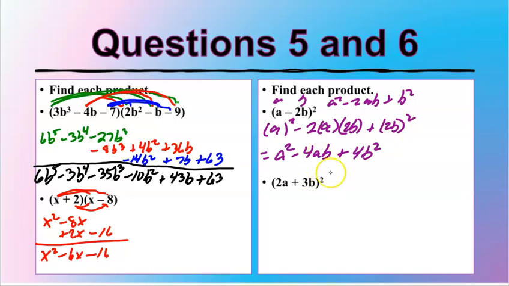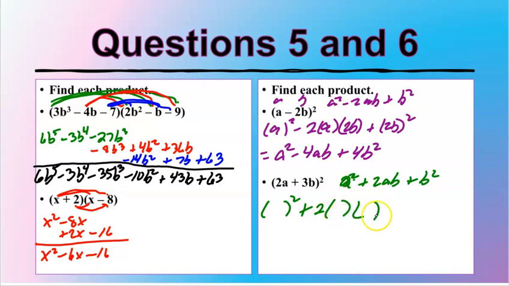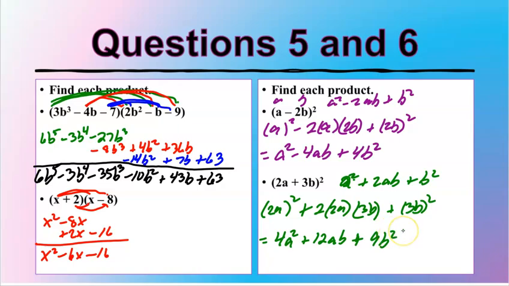Next, it's a square of sums, so I would use the formula a squared plus 2ab plus b squared. So I have a squared plus 2ab plus b squared. My a is 2a. My b is going to be 3b. And then simplify it, we have 4a squared plus 2 times 2 times 3 is 12ab plus 3 squared is 9, plus b squared is b squared.